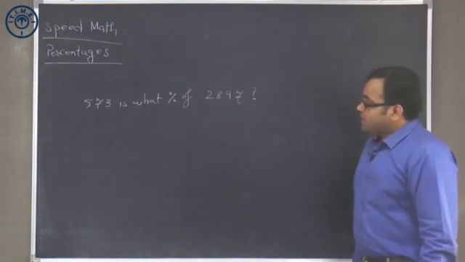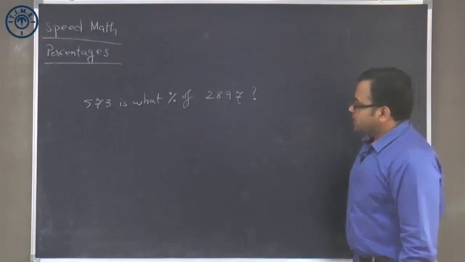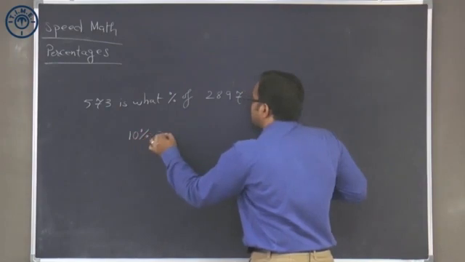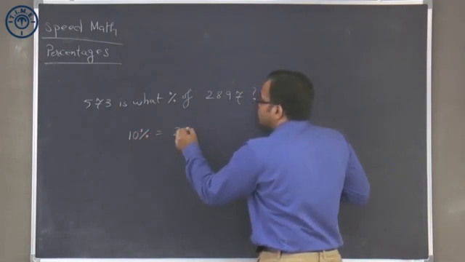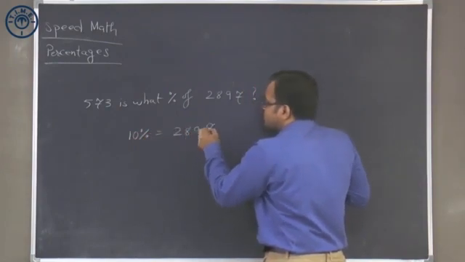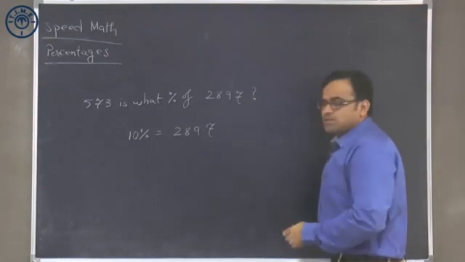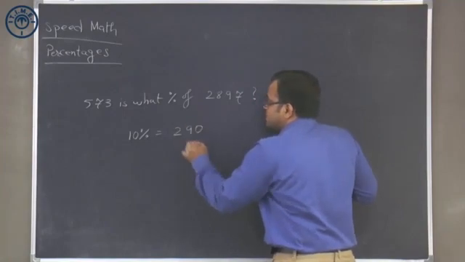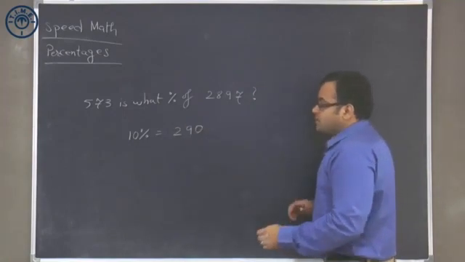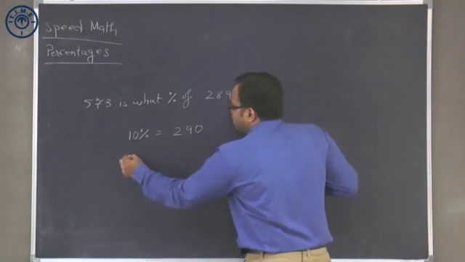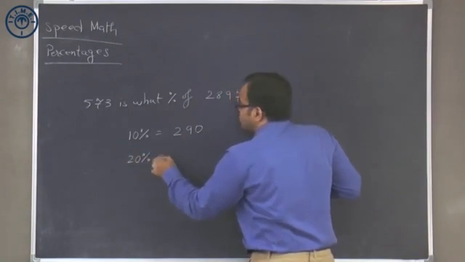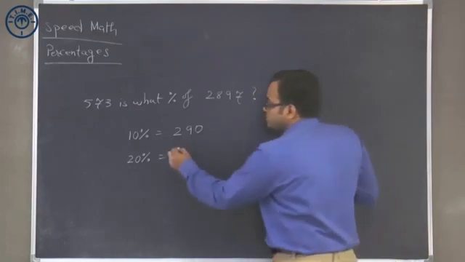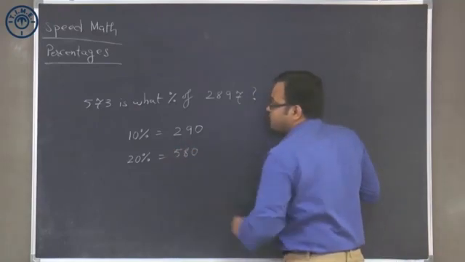In order to calculate 573 is what percentage of 2897, what we'll do is, let's say 10% of 2897 is equal to 289.7. 289.7 is approximately 290. So for the sake of simplicity, let us say this is 290. If 10% is 290, from here 20% will be equal to 290 into 2, 580. So this is equal to 580.